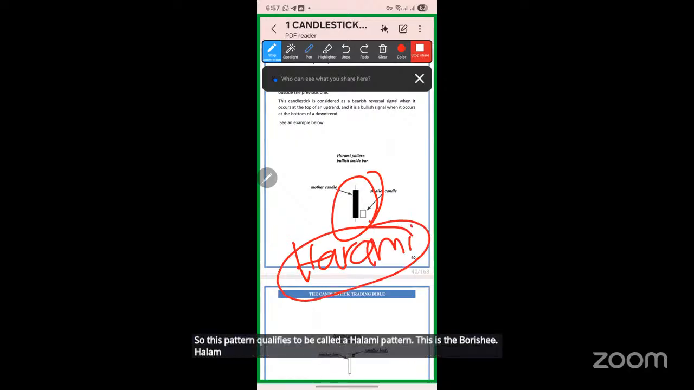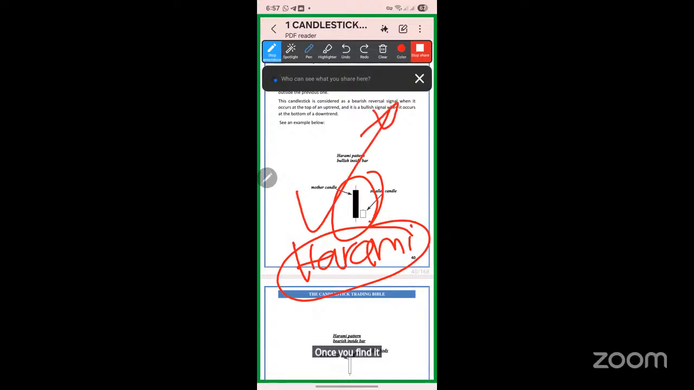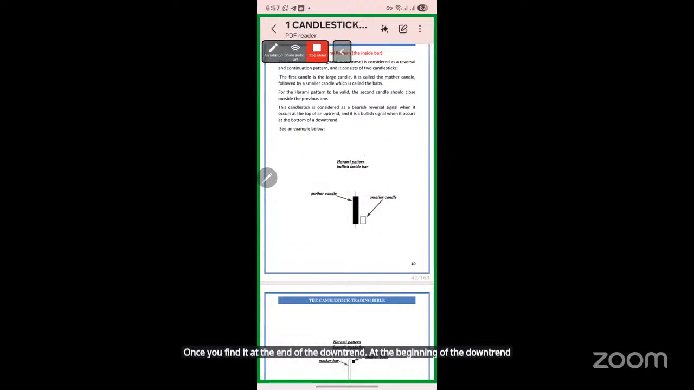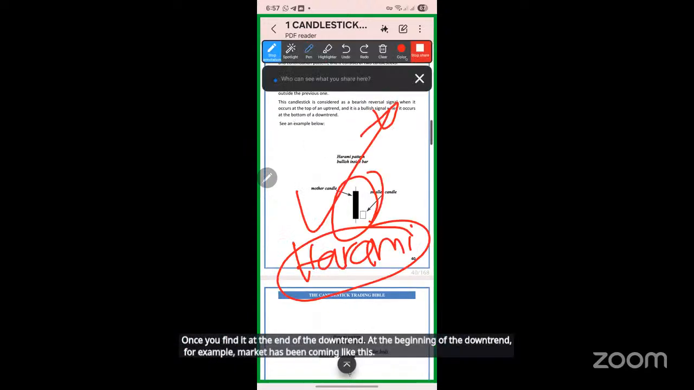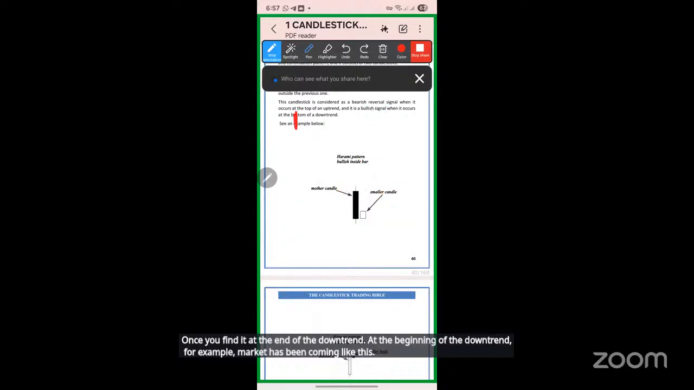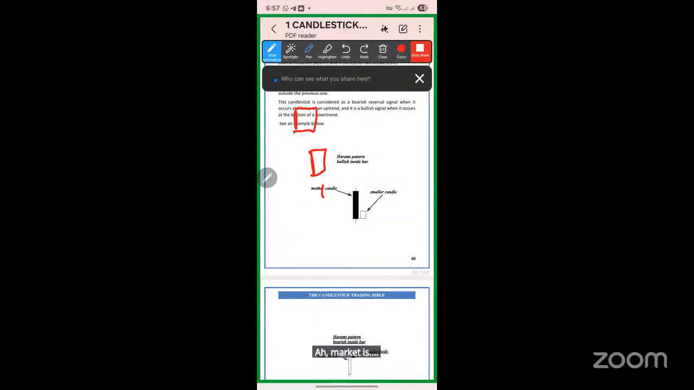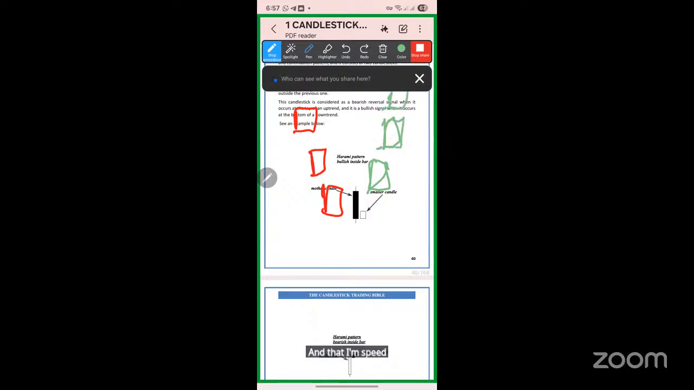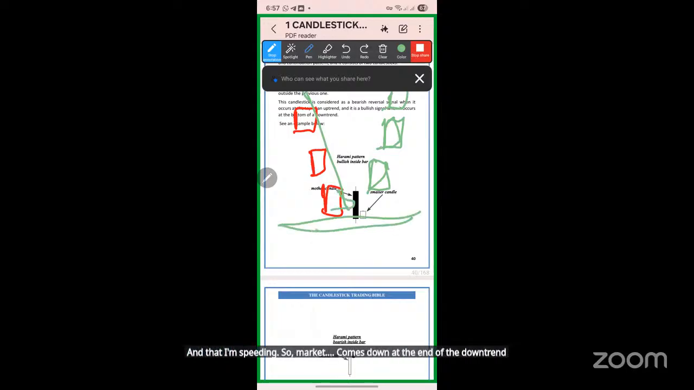It indicates market reversal to the upward side. Once you find it at the end of a downward trend, for example, the market has been coming like this, then to here, the market changes direction. The market comes down, and at the end of the downtrend here, okay.